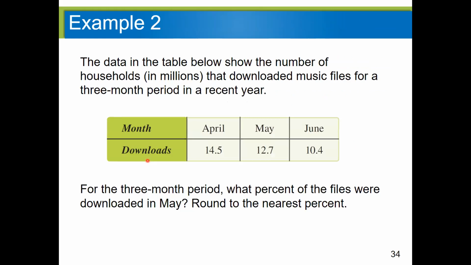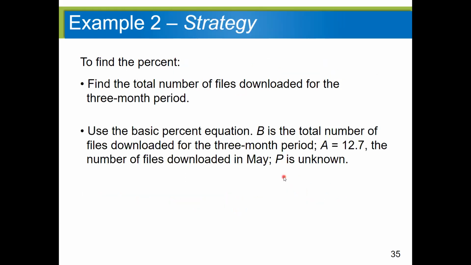All right, so here's an example for us. The data in this table below show the number of households in millions that downloaded music files for a 3-month period in a recent year. The book's kind of old. In April, 14.5 million people downloaded. In May, 12.7 million. And in June, 10.4 million. Apparently, people stopped downloading music as summer started. For a 3-month period, what percentage of files are downloaded in May? Round to the nearest percentage. So given these three numbers, what percent of this total is just May?